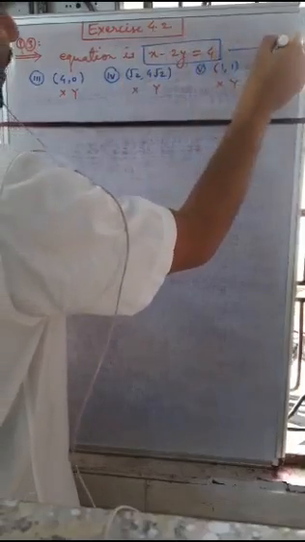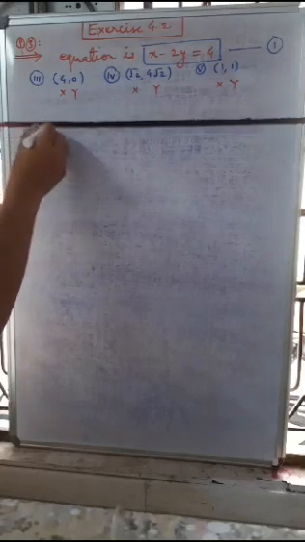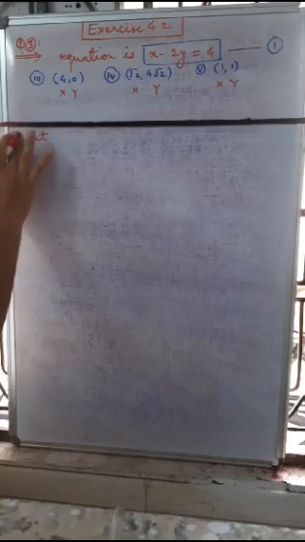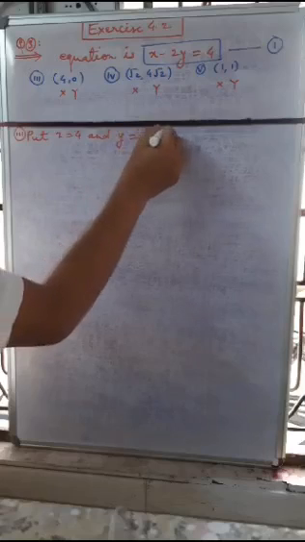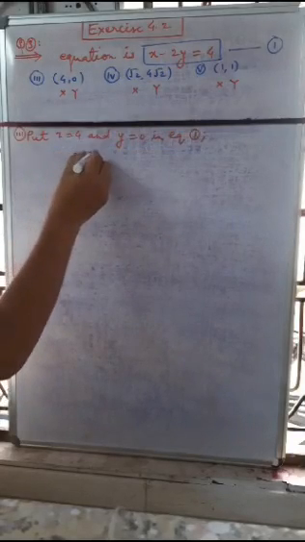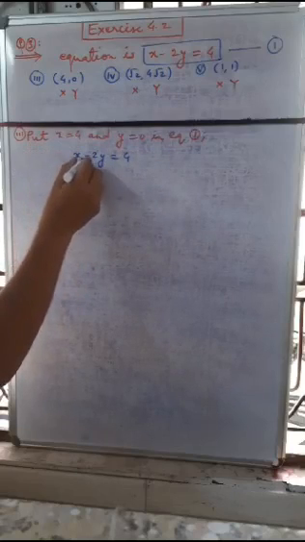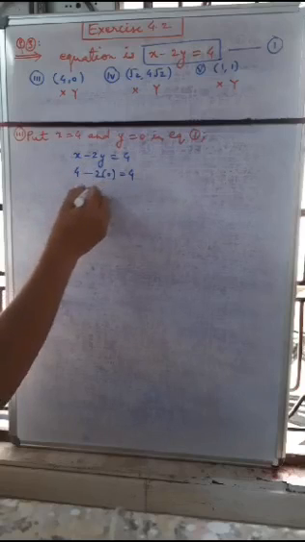So how will we check? Now we will write here: put. Which option are we starting with? We are starting from the third option. Put x is equal to 4 and y is equal to 0 in equation 1. So equation 1 is x minus 2y is equal to 4. So put the value x is equal to 4. So 4 minus 2 into y, which is 0, is equal to 4. So 4, 2 zeros are 0, is equal to 4. So 4 is equal to 4.